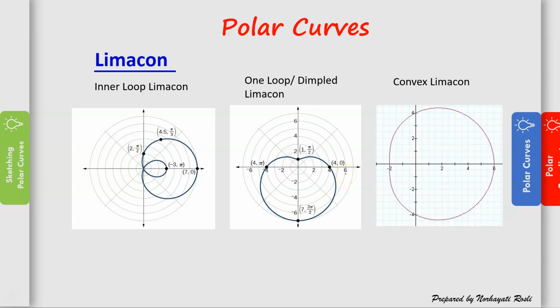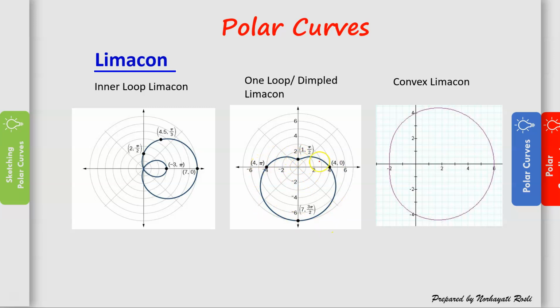Before we go further, we need to understand the types of Limacon, which is that the shape of Limacon can be divided into three shapes. The first one, we call it inner loop Limacon. In this case, you can see there is an inner loop inside this circle. And then we have another one, we call it one loop or dimple Limacon. So here you can see there is no inner loop inside, but there is a dimple at this location.